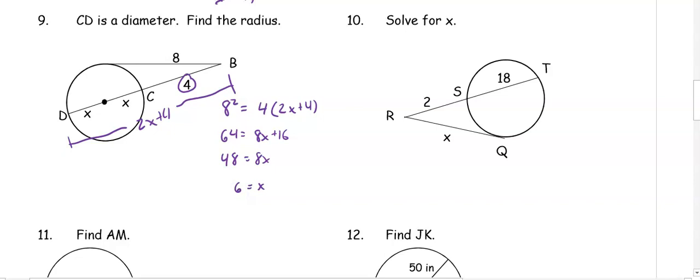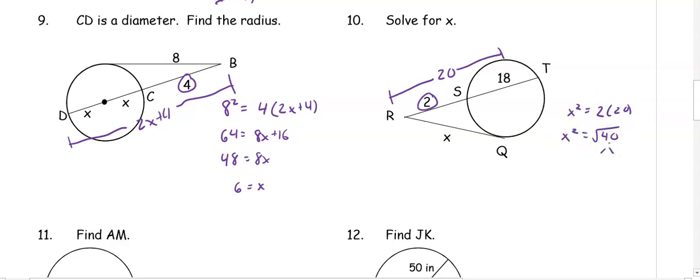In number 10, that's another tangent secant. So our tangent is x. So we would have x squared equals the outside of the segment, 2, times the whole length, which is 2 plus 18, so that's 20. So we get x squared equals 40, so x is the square root of 40.